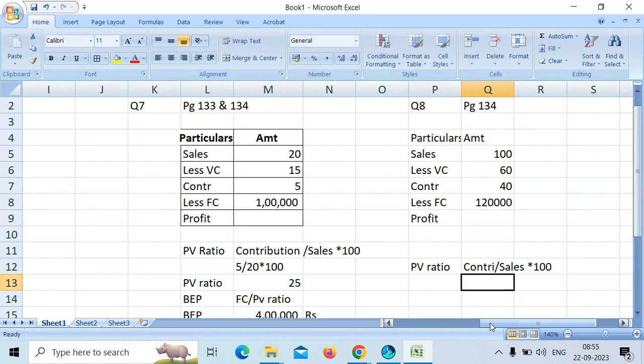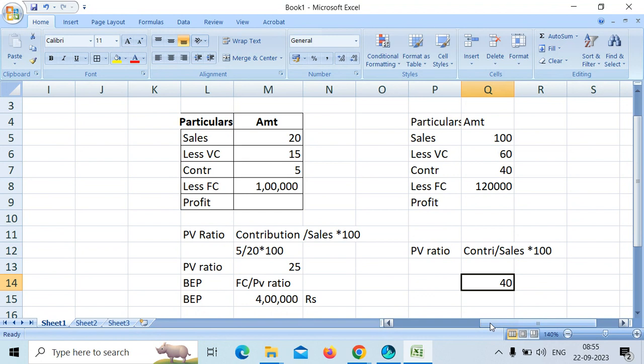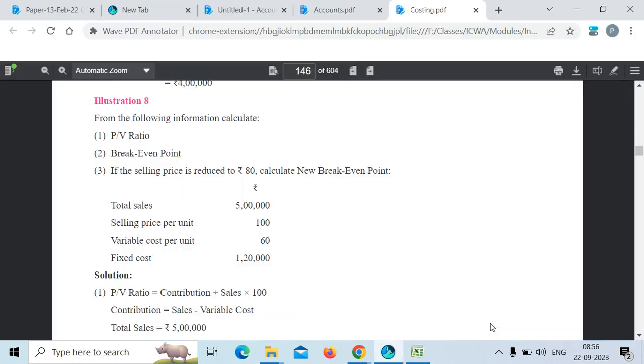So what you can do here, find out PV ratio. Otherwise also question is asking you to find out PV ratio. So what is your PV ratio formula? 40 divided by 100 into 100, that will give you 40% as PV ratio. Okay, PV ratio answer is 40%. Now, what is your second sum?